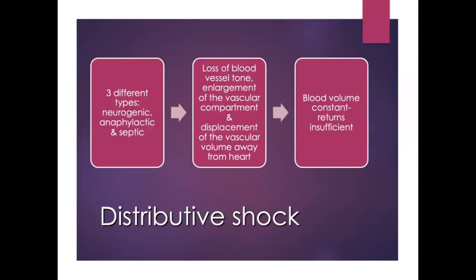So moving on to distributive shock, there's three types: neurogenic, anaphylactic, and septic. And it's characteristically related to vasodilation. So there's a loss of blood vessel tone, enlargement of the vascular compartment, and displacement of the vascular volume away from the heart. And so the blood volume is trying to be consistent, but what's coming back to the heart is not enough blood to pump properly because of this vasodilation. And so the heart is really working hard to get a constant blood volume out.